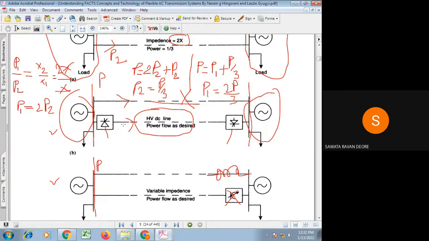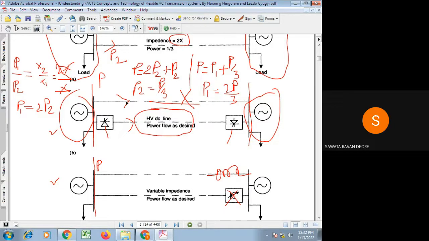But in the example given here, the power flow from region 1 to region 2 is uncontrollable. Are you understanding what I am saying here, Chirag? Yes, sir. Because it is a synchronous intertie. One of the lines is an AC line. So it is a synchronous intertie.